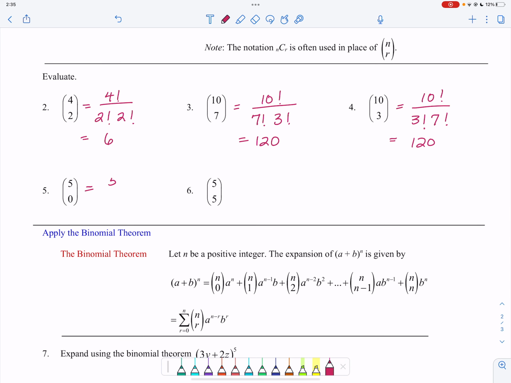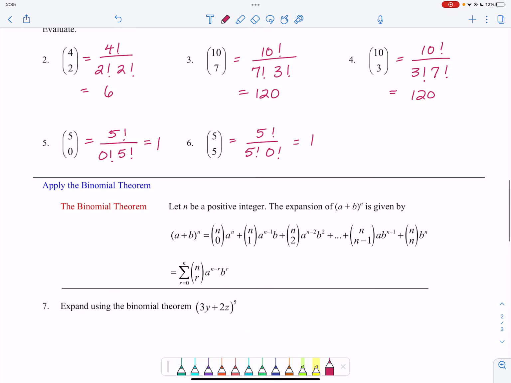This is 5 factorial over, remember, 0 factorial is equal to 1, and so is 1 factorial. And then 5 minus 0 is 5 factorial, and you guessed it, that's just equal to 1. Let's try 5 choose 5. That's 5 factorial over 5 factorial, and then 5 minus 5 is 0. So we have 0 factorial, and that's also equal to 1.